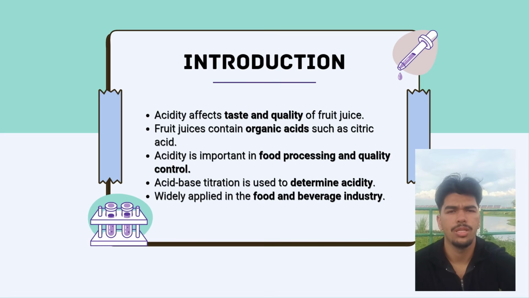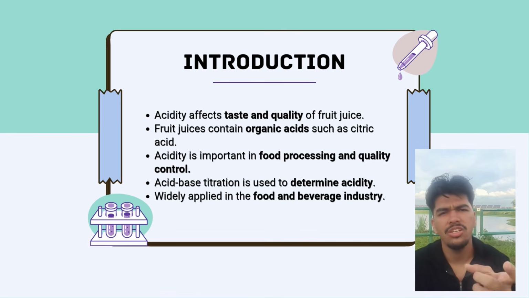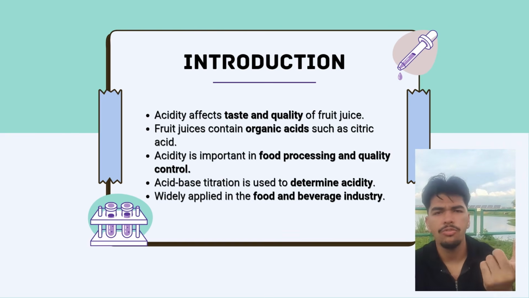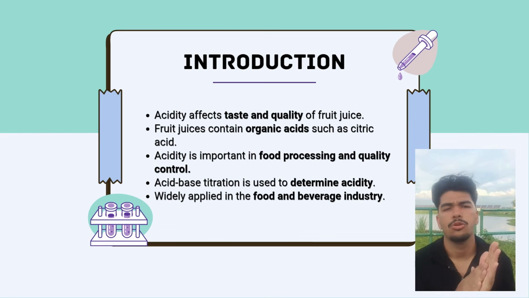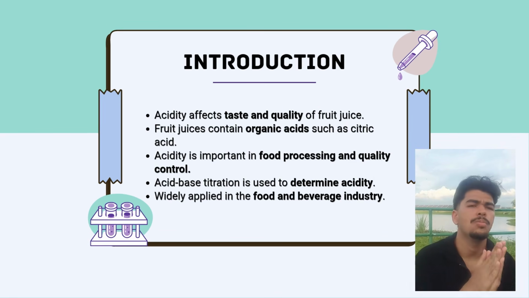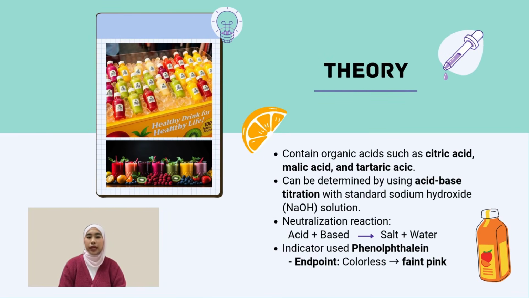One of the most common methods used to determine acidity is acid-base titration. In this method, a standard sodium hydroxide solution is added to the fruit juice until the acid is completely neutralized. The volume of sodium hydroxide used allows us to calculate the acidity of the fruit juice. In this presentation, I will explain the principle of acidity determination, the titration process and its importance in industrial application.